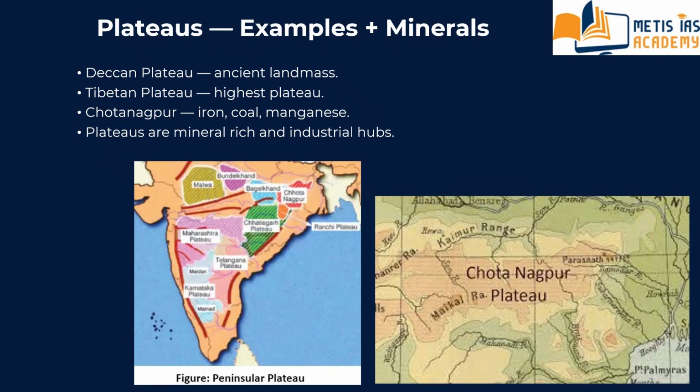Rivers descending from plateaus form waterfalls such as Jog Falls, Undru Falls, etc. Lava plateaus have fertile black soil that is suitable for agriculture.